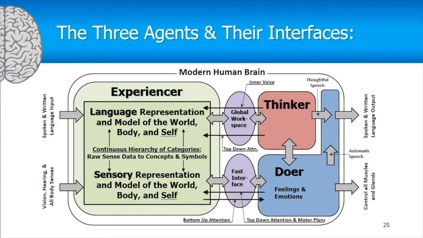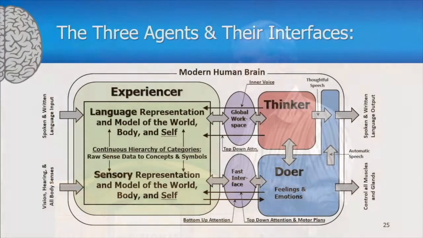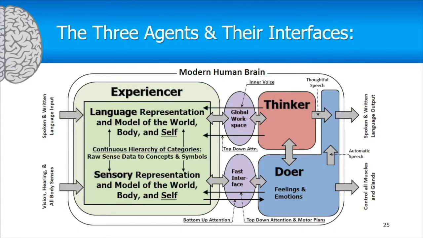Now, the experiencer also knows all the goals of the thinker and doer. So if something comes into its sensory perception that corresponds to one of those goals, it can use bottom-up attention to inform the thinker and the doer about whatever comes into the world. And then finally, the doer has to also tell the experiencer about any planned motion of the body, because if you move your body, you're going to get different sensory perceptions, and the experiencer has to take that into account when it's creating the model of the world. So this is the normal modern human.